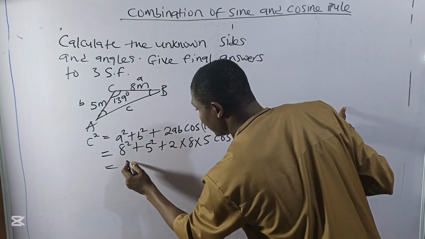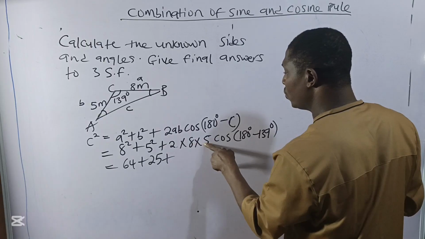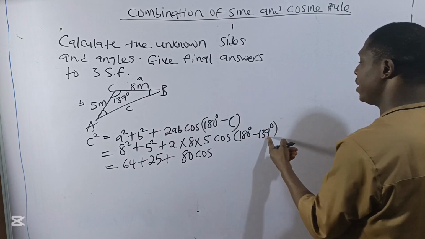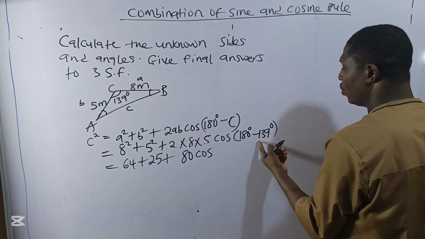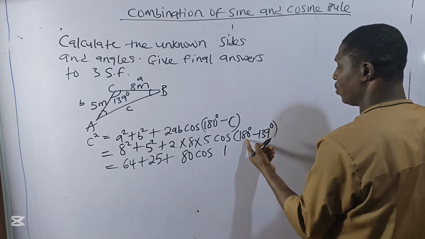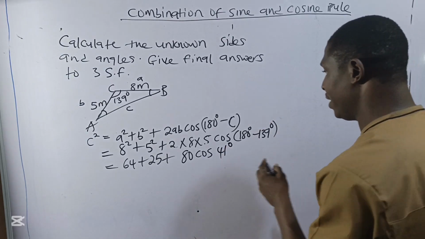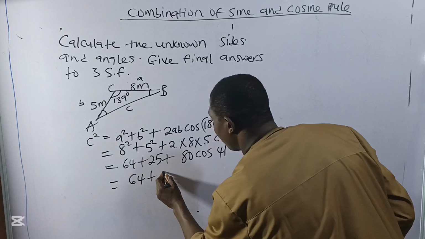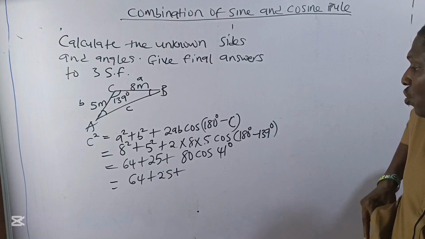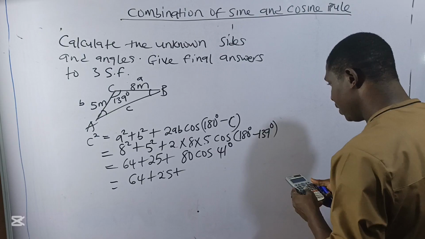8 squared is what? 8 times 8, which is 64. 5 squared is 5 times 5, which is 25. Plus 2 times 5 is 10. And 10 times 8 is 80. So I have 80 cos of 180 minus 139. This is 10. 10 minus 9 will give me 1. Here's left with 7. 7 minus 3 will give me 4. So I have 41 degrees. Now, I'll have 64 plus 25 plus, you can check your cos 41 from your calculator or your four-figure table. So my cos 41. So I have 80.